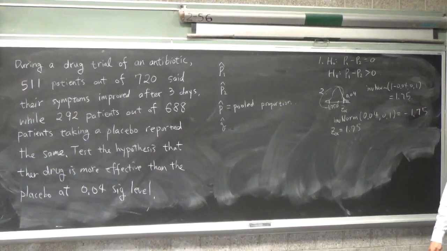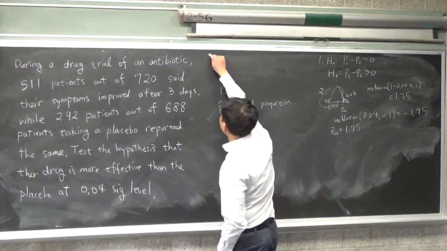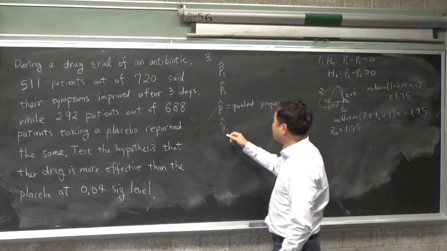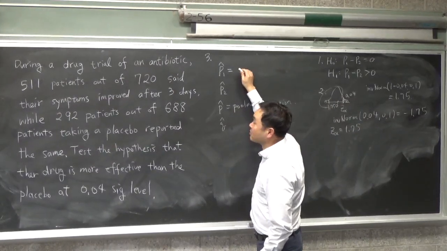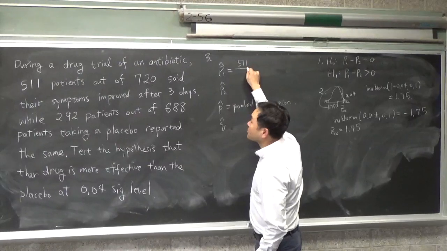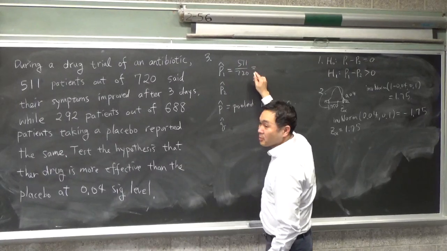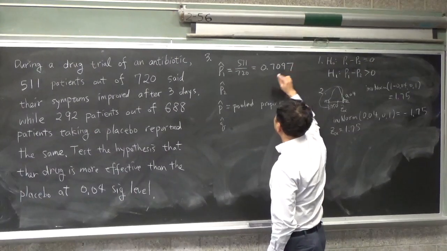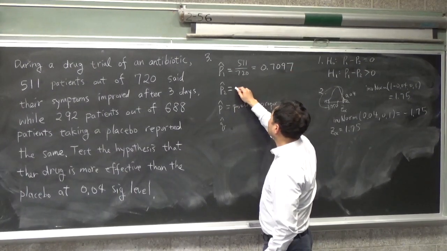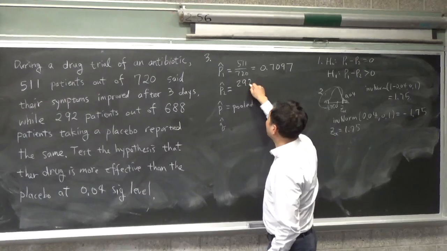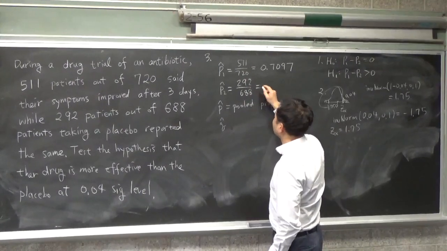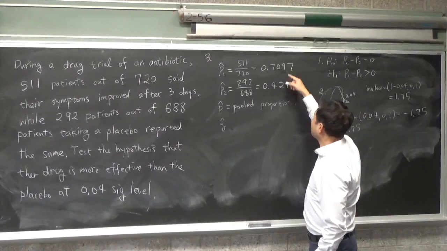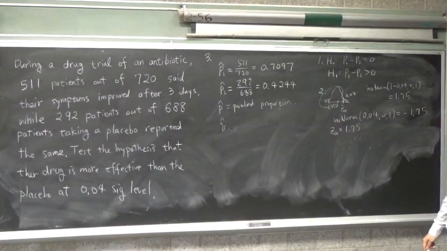Now you have to calculate the Z test statistic. For that, we need to find P1 hat, P2 hat, P hat, Q hat. So let's do P1 hat. This is 511 over 720. What do you get? 0.7097. How about the next one? This is 292 over 688. This is 0.4244. That's a drastic difference. I think we're going to be able to prove it.